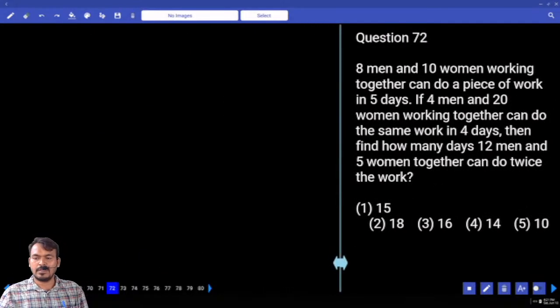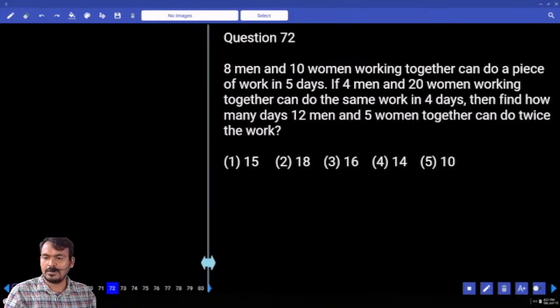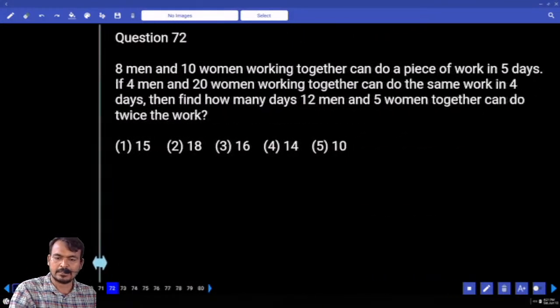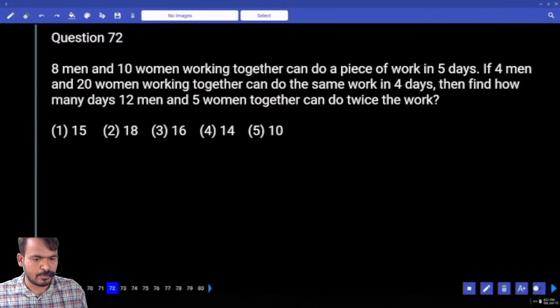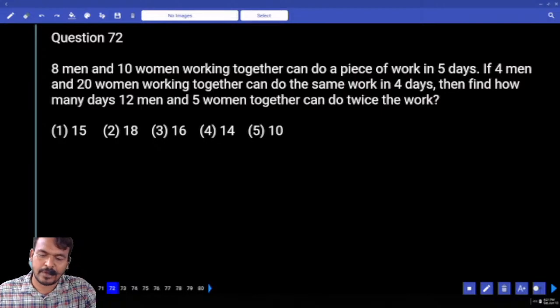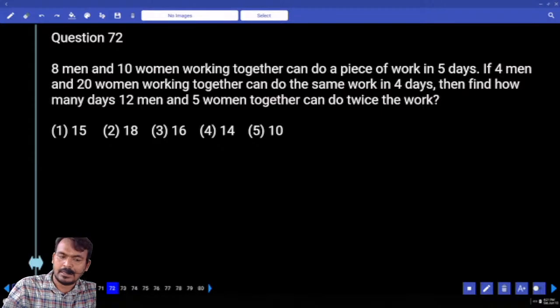8 men and 10 women working together can do a piece of work in 5 days. If 4 men and 20 women working together can do the same work in 4 days, find how many days 12 men and 5 women together can do twice the work. Here, 8 men, 5 days: 8 times 5 is 40.